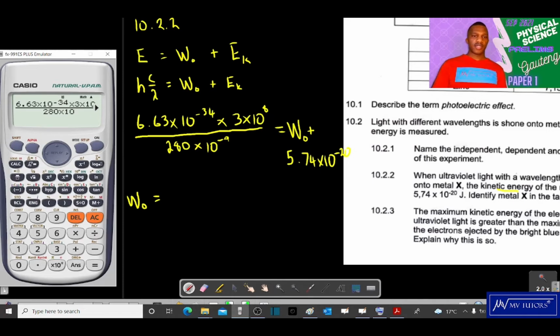Why didn't anyone tell me that it's not negative 9 there? It should be negative 20, because that's what we're given in joules. Okay, so we're gonna put negative 20 there. Okay, what's that equals? Oh, look at that. And then we're going to subtract this, because we make work function the subject of the formula. And if I take this to the other side, it changes sign from being plus to a minus. So I'm gonna say minus 5.7.